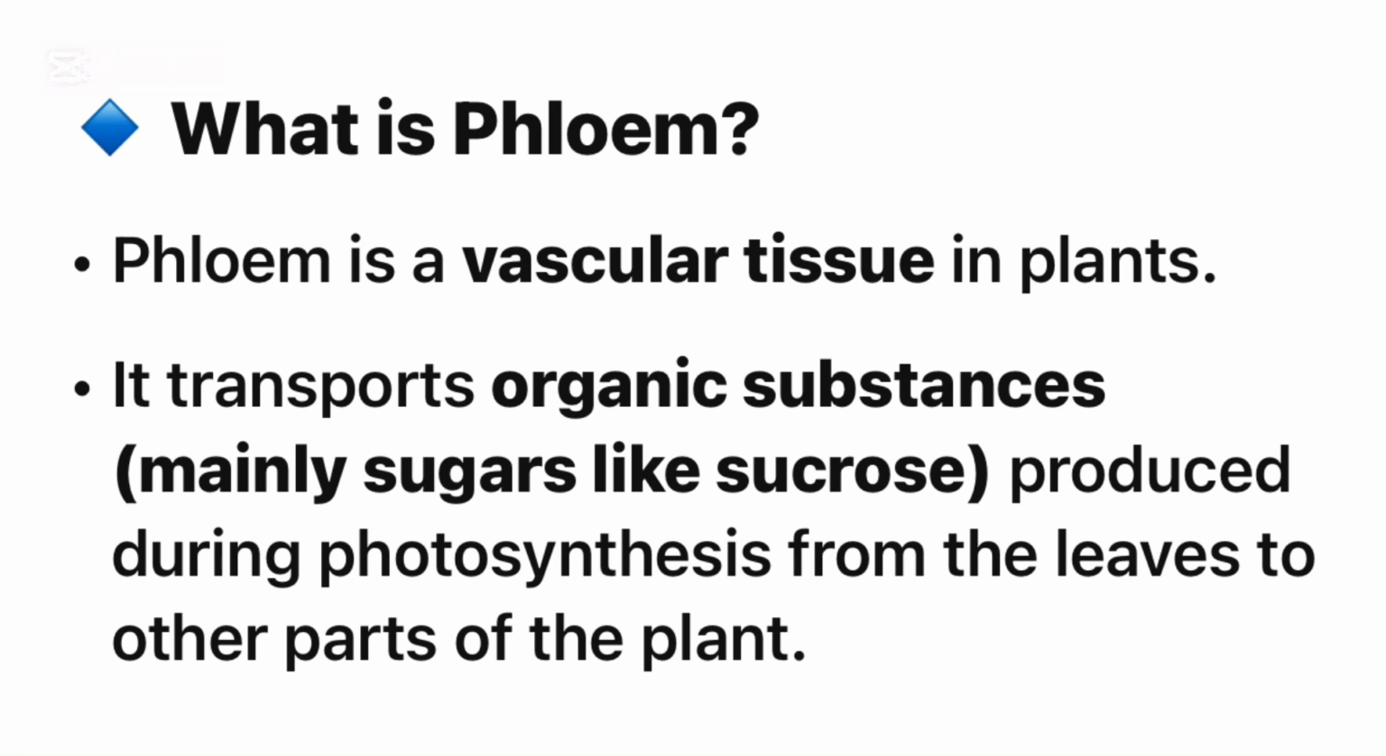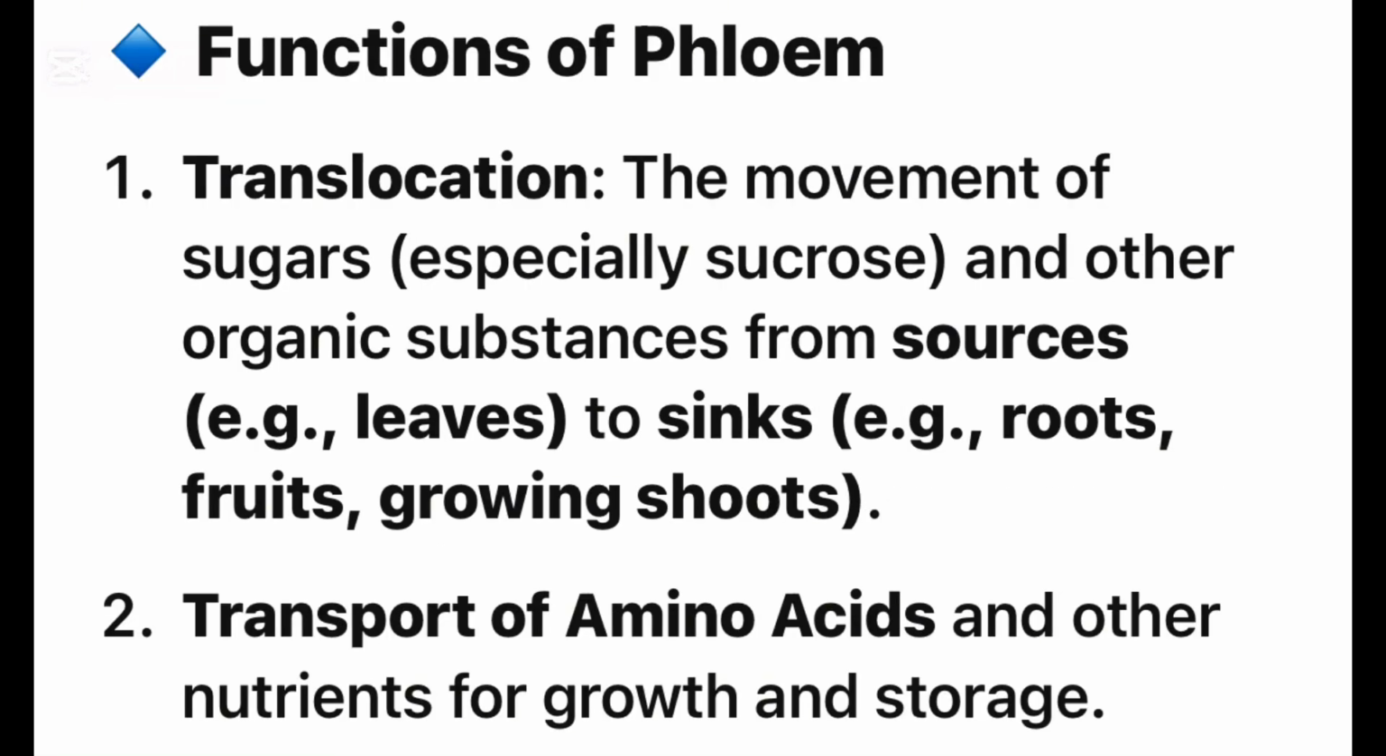The phloem. What is the phloem? Phloem is a vascular tissue in plants. It transports organic substances, mainly sugar like sucrose, produced during photosynthesis from the leaves to other parts of the plant. Now let's talk about the function of the phloem. The two major functions of the phloem are translocation, which is simply the movement of organic substances, and transport of amino acids and other nutrients for growth and development.